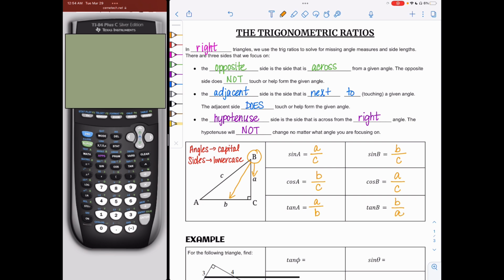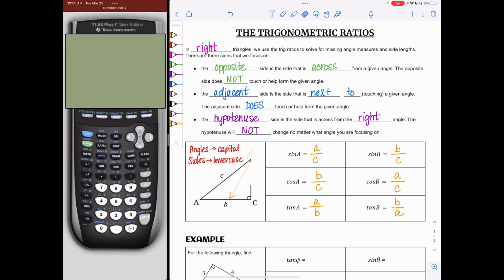So as you can see here, the sine of one angle is equal to the cosine of another angle, okay? And it works vice versa. So the sine of B is going to be equal to the cosine of A as well. I just wanted to make sure to point that out.